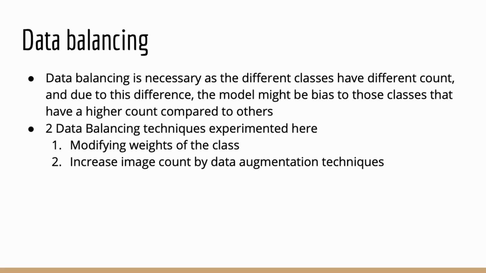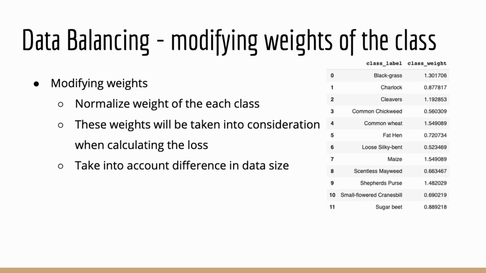There needs to be data balancing as the different class sizes may cause bias in the model training. There were 2 data balancing techniques which we tried, namely modifying weights and increasing image counts. Initially, all classes have equal weights. However, due to the imbalanced dataset, we would like to modify the weights to take into account these differences.